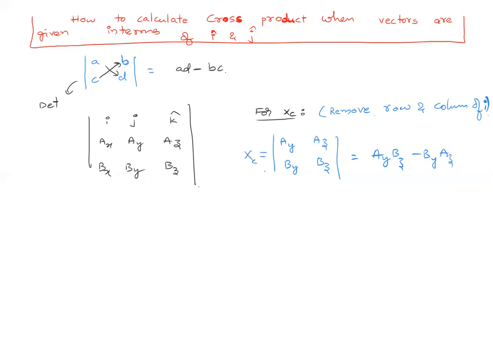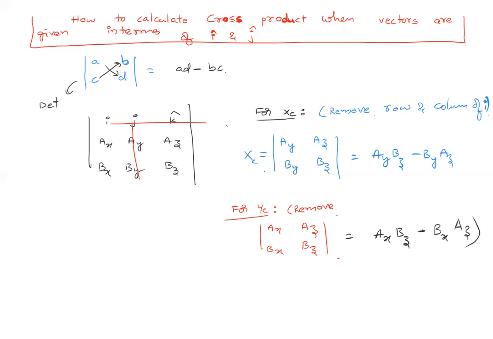Next, coming to the y component. For the y component, remove the row and column of j. Remove this row, so you will get ax az, bx bz. And you have to keep a minus sign. I will talk about it later, but this part is ax bz minus bx az, and you need to keep a minus sign in front for the y component. First positive, then negative.